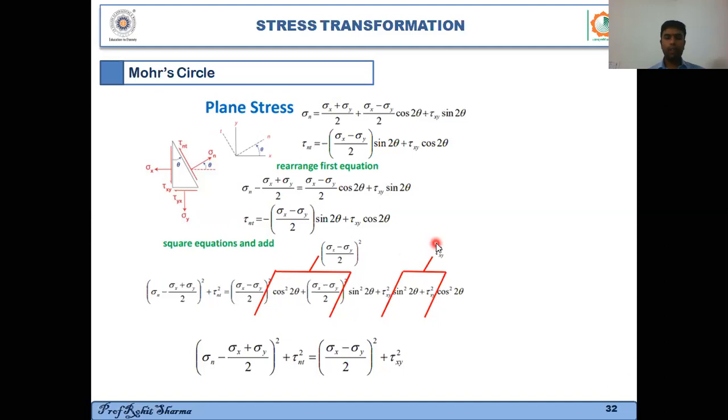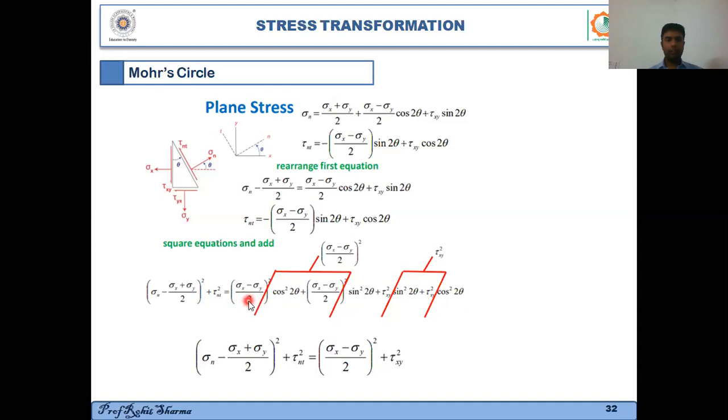So if you do a little bit of algebra, you'll find out that the square of this equation reduces to this, and there will be terms which contain cos square theta, and there will be terms which contain sine square theta, and your equation will come out like this.